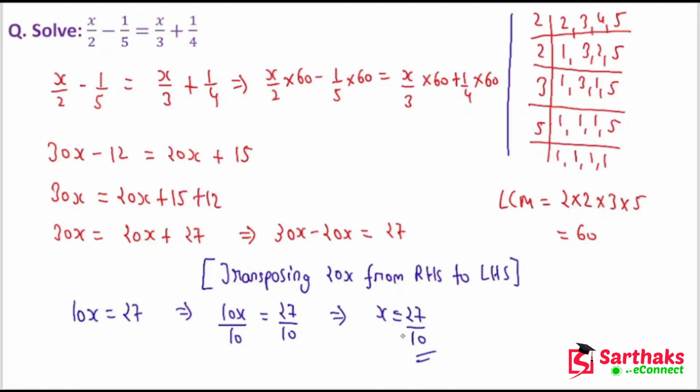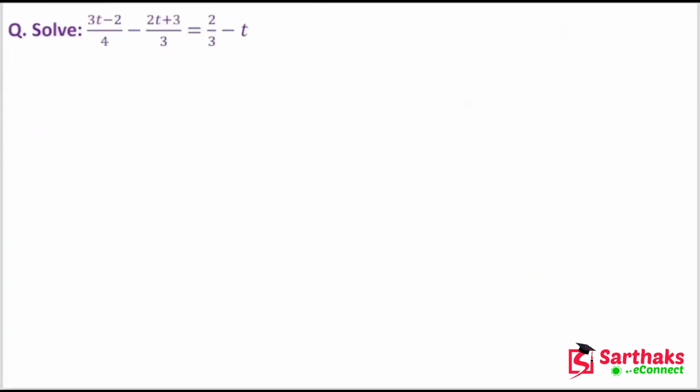You can again verify by putting 27 by 10 into the equation and then checking whether LHS is equal to RHS or not, right? So this method of transposition saves your time. You can also directly cross multiply. But if you have any doubt, you can again use the full method. It will increase the steps, but it will also increase your chances of accuracy. Now let us move to the next question and use the same method here also.